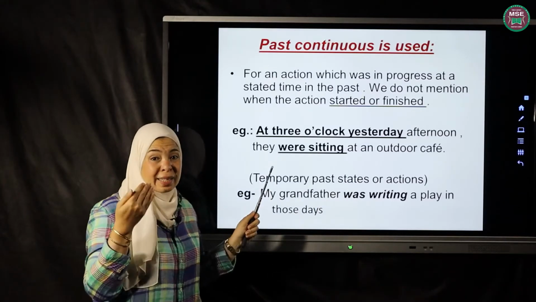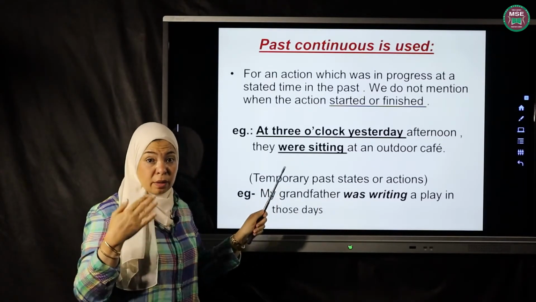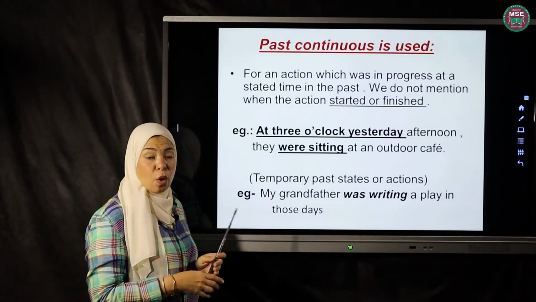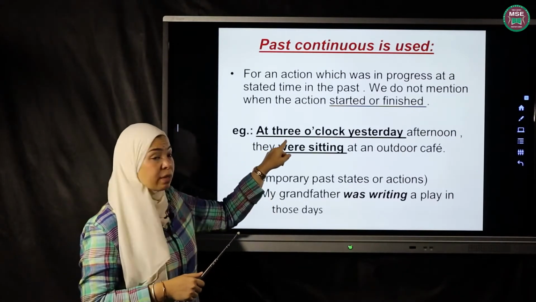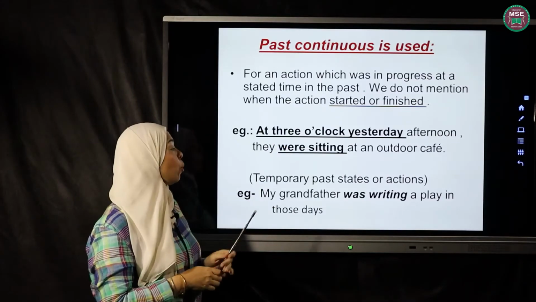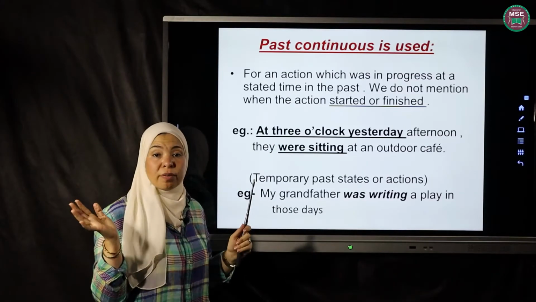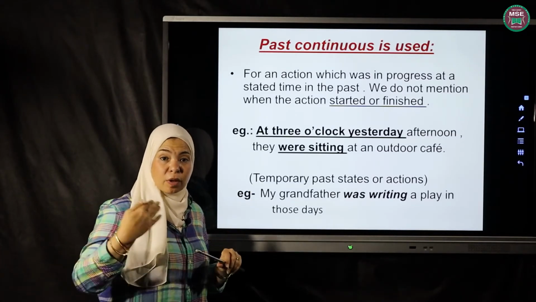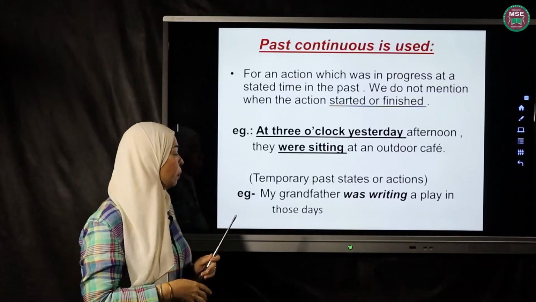I don't know when exactly we went to the cafe. It's not mentioned in the sentence. All that's mentioned is that during this time, at 3 o'clock yesterday, we were sitting at an outdoor cafe. This is a specific duration in the past. So this is past continuous or past progressive.